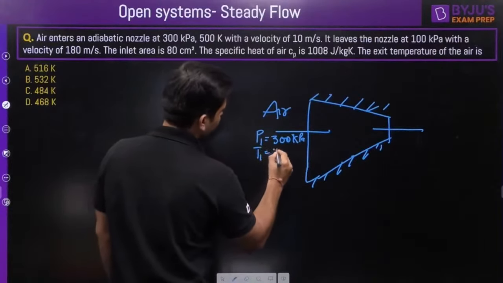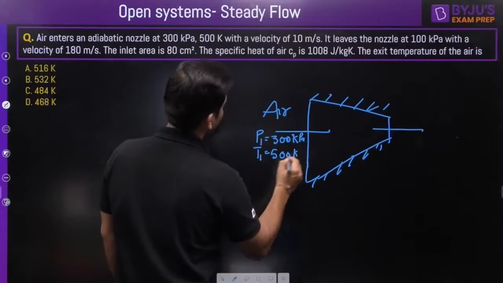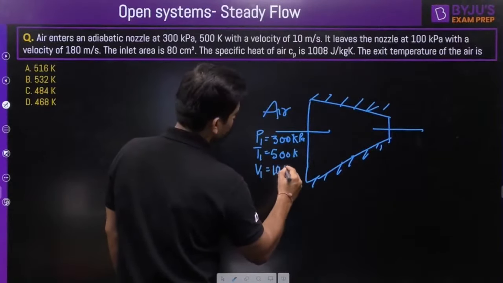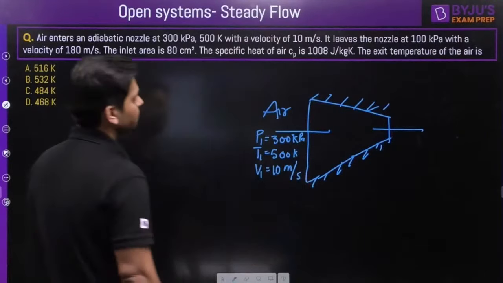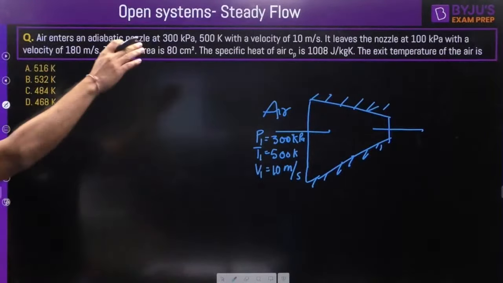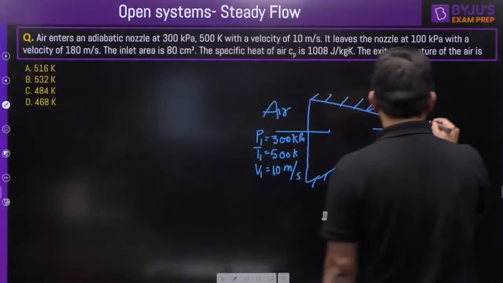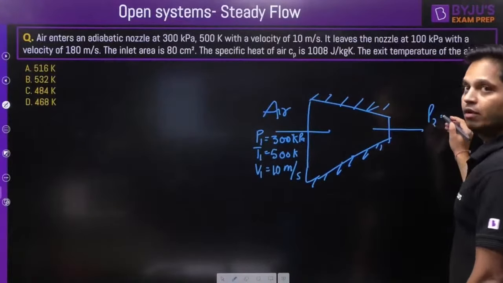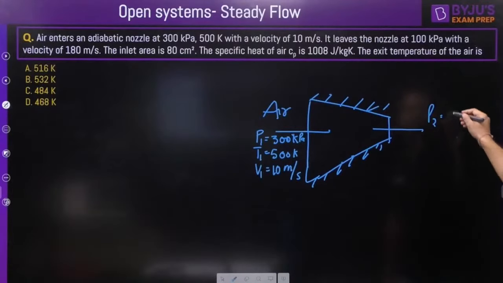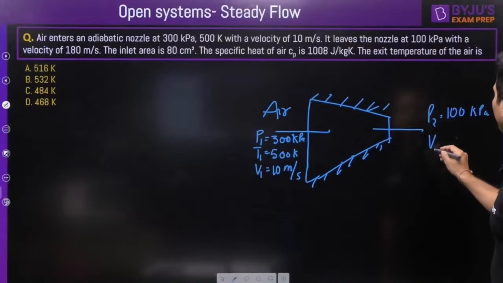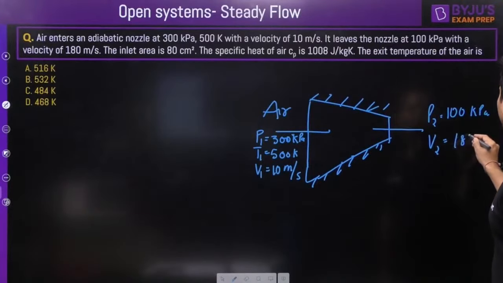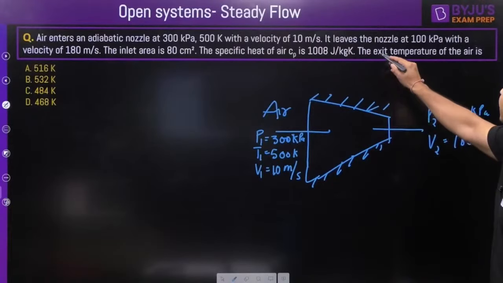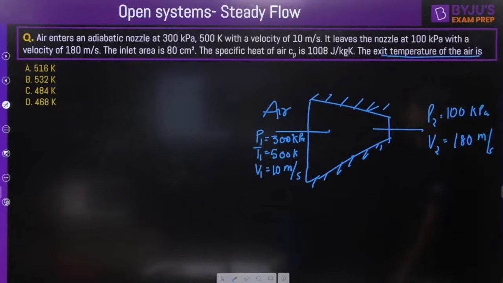T1 is equal to 500 Kelvin and V1 is equal to 10 meter per second. Then it leaves the nozzle at P2, 100 kilopascal, and V2, velocity 2, is equal to 180 meter per second. Specific heat and inlet area are also given. The exit temperature of the air is what you have to find out.